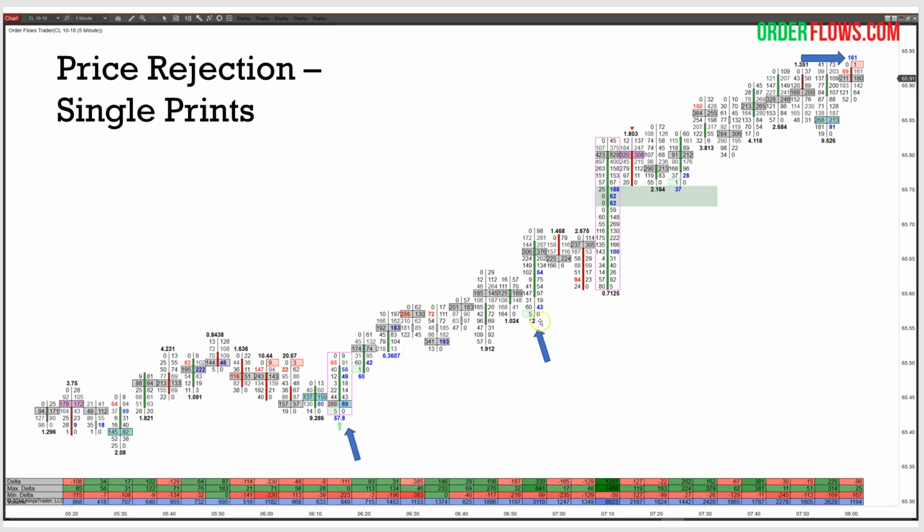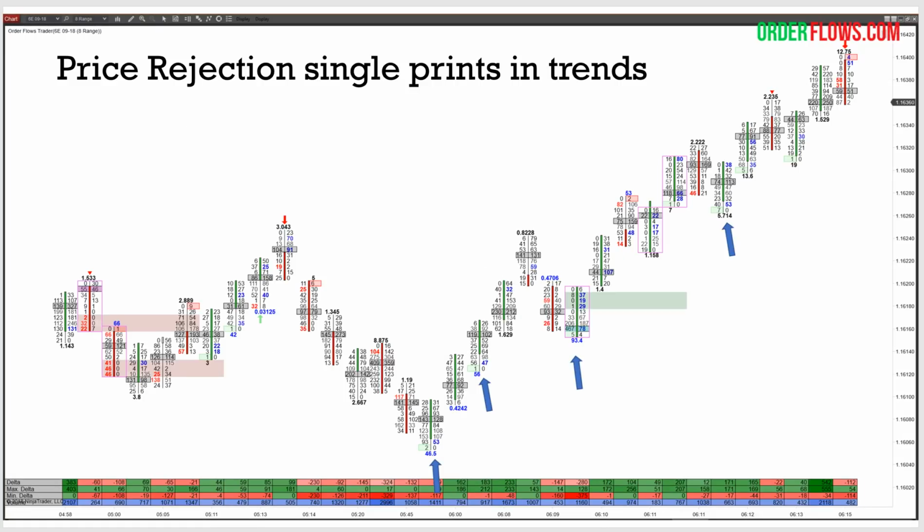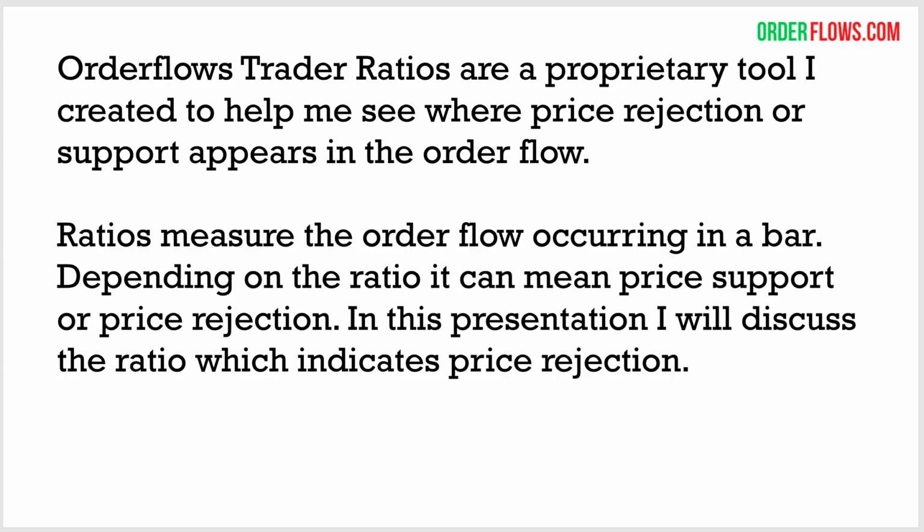So for single prints, all the bid-ask information, what's traded on the bid and what's traded on the ask, is taken, and the software puts it into a nice, easy to read format. You could see other things in there, but what I'm talking about right now is single prints. So I'm showing you single print, single print, single print here, as the market's moving higher. Now, the next thing I'll talk about is the ratios.